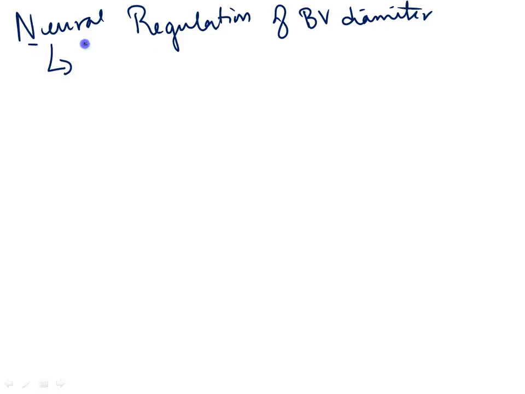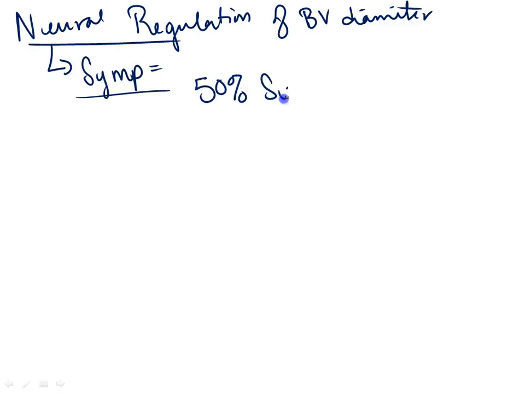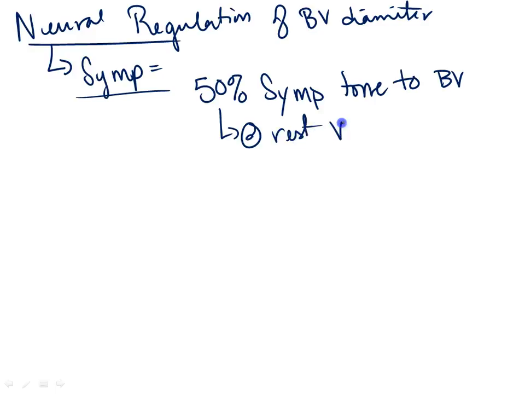And actually, for the most part, it is primarily sympathetic. Sympathetic signaling is going to allow for both vasoconstriction and vasodilation. And you might ask, well, how can this occur? It's one signal. Well, with the sympathetic nervous system, we always see a 50% sympathetic tone to your blood vessels, which means at rest, your vessels are actually partially constricted.